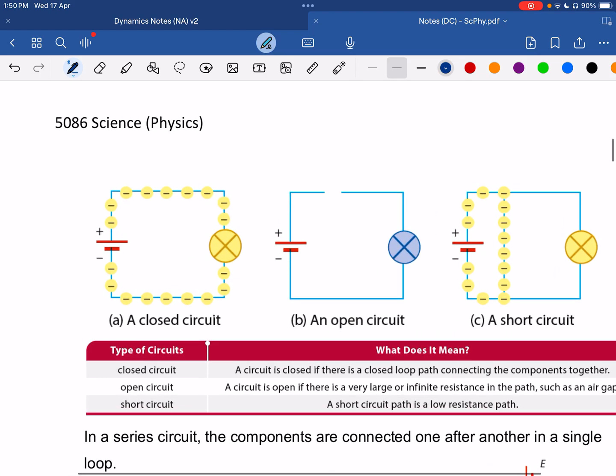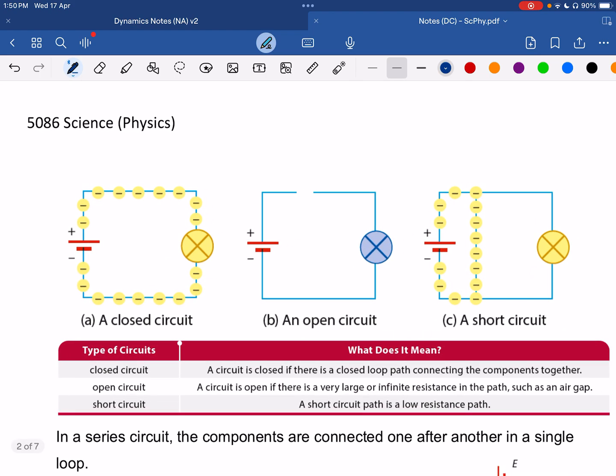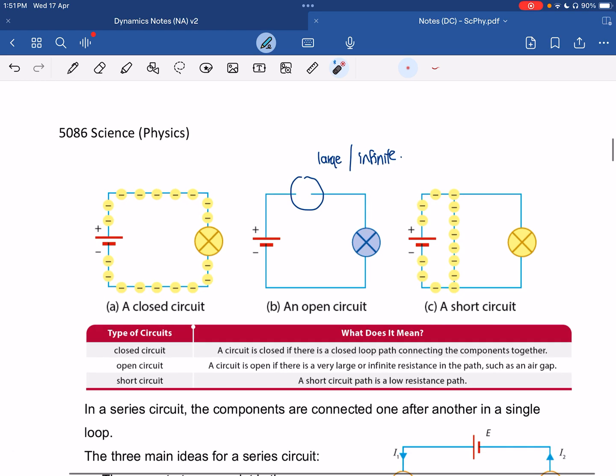Now in summary, there are a total of three different kinds of circuits. One is of course a closed circuit, whereby it's a closed loop path connecting the components together. Second of all is an open circuit, whereby there is a gap. A gap will represent a large, or infinite resistance. The current, or rather the electrons, are not able to pass through this gap, because there's no conducting path for them to move through.